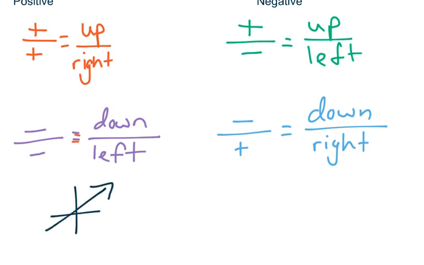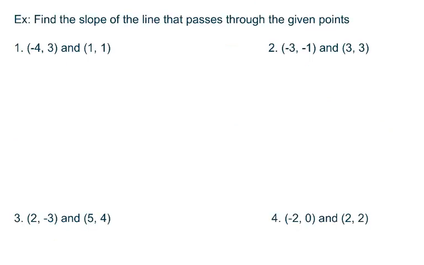So positive slope goes up and to the right or down and to the left. Negative slope goes up and to the left or down and to the right. Those are the two basic types of slope, positive and negative. So how do we find slope?